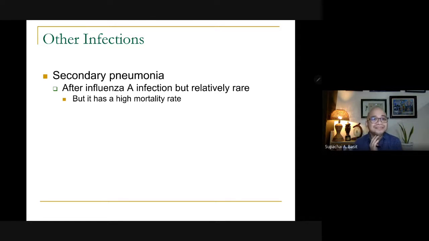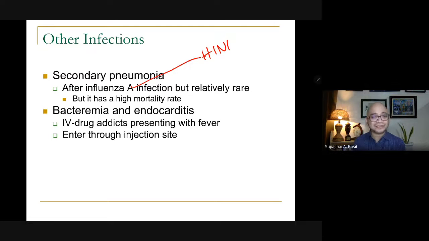Other infections: Staphylococcus may cause secondary pneumonia after influenza A, which is H1N1. H1N1 may cause a pandemic, and we are in a pandemic because of COVID-19. So Staphylococcus aureus may serve as a secondary bacterial infection. There could be bacteremia and endocarditis.